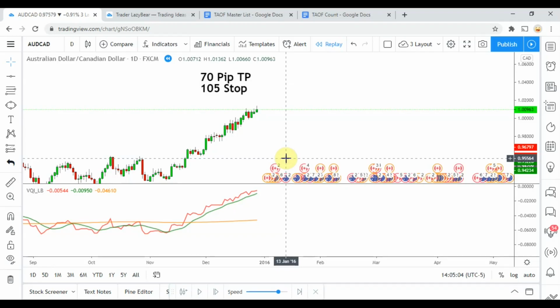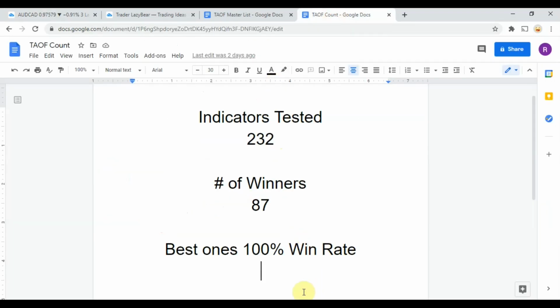Alright, as I said, today we will be testing the Volatility Quality Index indicator. But before we do, I wanted to put the indicator scoreboard up for everyone to see. So to date, we have tested 232 indicators. And out of those 232 indicators, 87 of them have been winners, which means that they have met or exceeded the 60% win-loss ratio threshold that we have set for them. The best ones so far were able to achieve a 100% win rate.